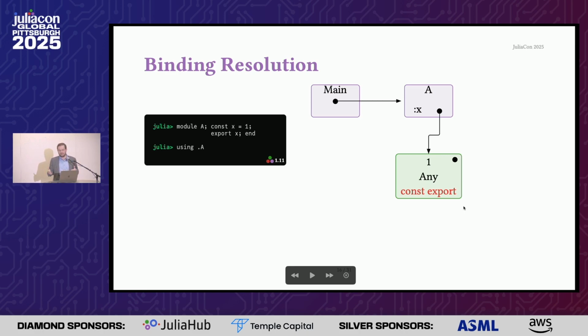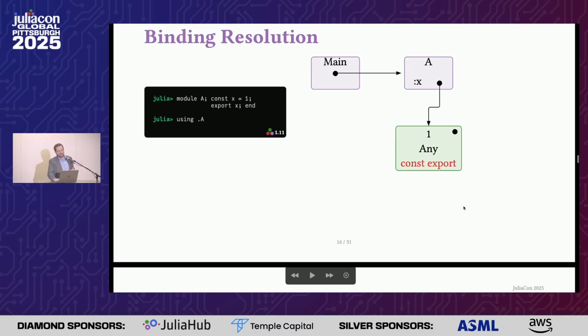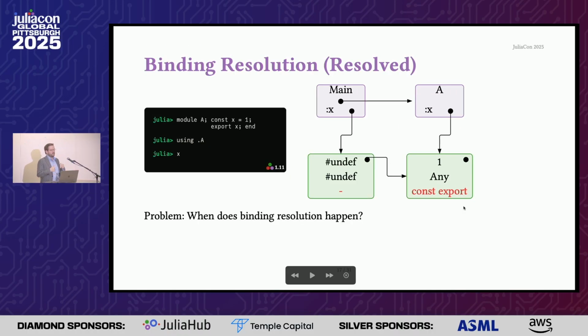that we're exporting. So when you first do this, there's no representation of x in the module main because we haven't actually used it yet, and in fact, you could declare it to be something else later. So before binding resolution, all we have is the binding for x in A. It has the value 1, any, and the only difference to the regular binding case is now that the export flag is set. But now what happens if you actually look at x?